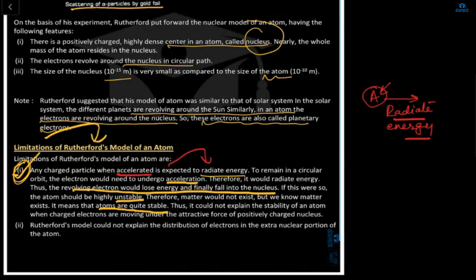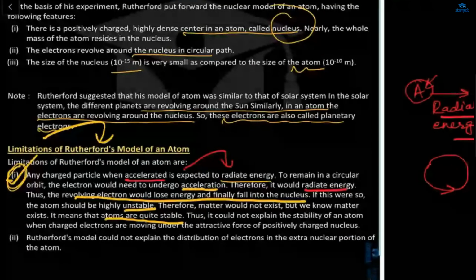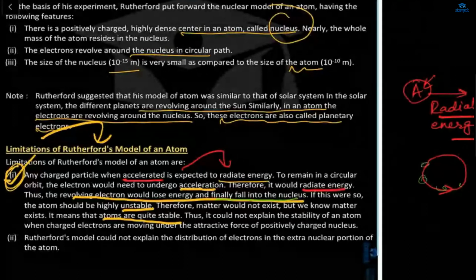Now, to remain in a circular orbit, the electron would need to undergo acceleration. So if electrons need to stay in that particular orbit, they should undergo acceleration. Therefore, it would radiate energy. Now, next is what? Thus, the revolving electron would lose energy and finally fall into the nucleus. If electrons are revolving, it will lose its energy and finally fall into the nucleus.